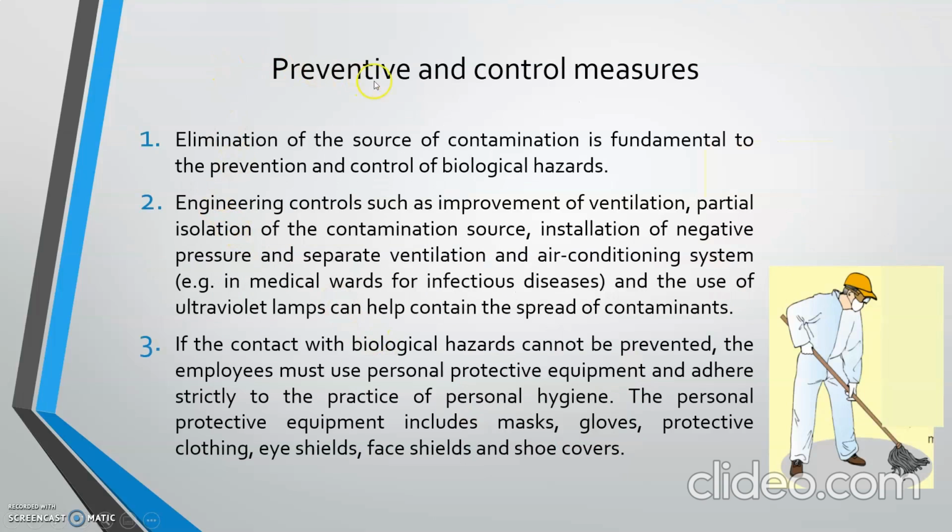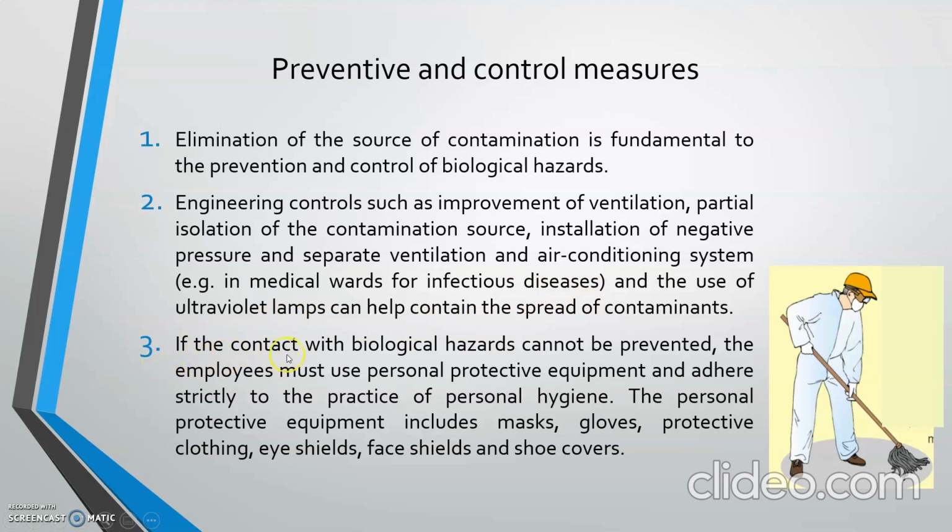So how to prevent and control the measure? First, elimination of the sources of contamination is fundamental to the prevention and control of biological hazard. Second one is engineering control such as improvement of ventilation, partial isolation of the contamination sources, installation of negative pressure and separate ventilation and air conditioning system. And the use of ultraviolet lamps can help contain the spread of contaminants.